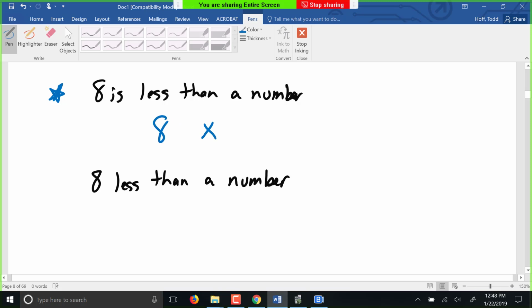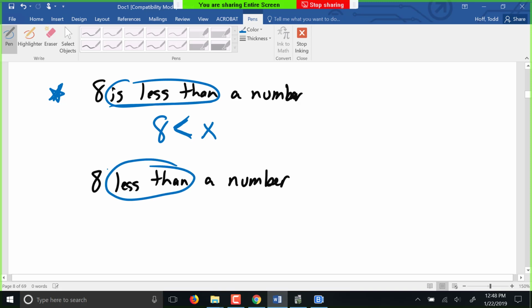Okay, if we use X, it wouldn't be an equals, though. It would simply be the less than symbol. And in a lot of cases, is does mean the equal symbol. But here, is less than combines to make that phrase. And that's the huge difference. Is less than compared to just less than. How do we express that second one? Eight less than a number. There we go, X minus 8.